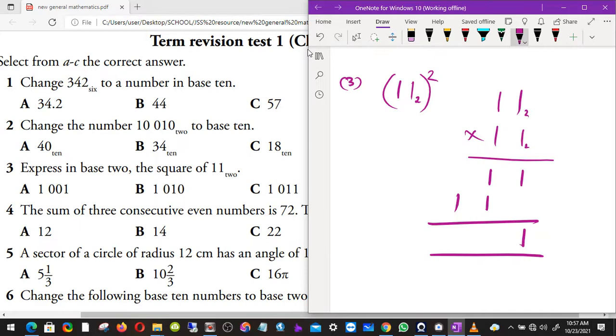1 plus 1. What is 2 in base 2? So you write down and carry 1. This plus this. What's 2 in base 2? 1 remainder 1. So you write down 0 and carry 1. So that's the answer in base 2. If you didn't get it, do your correction.